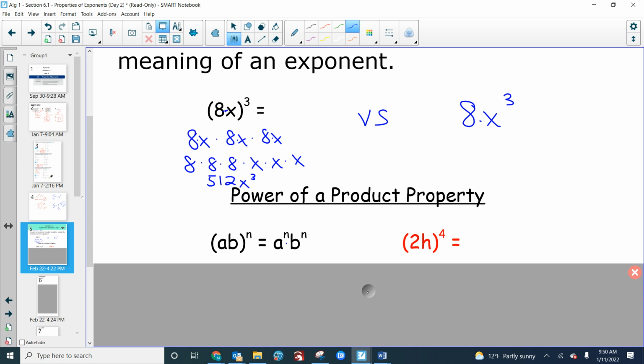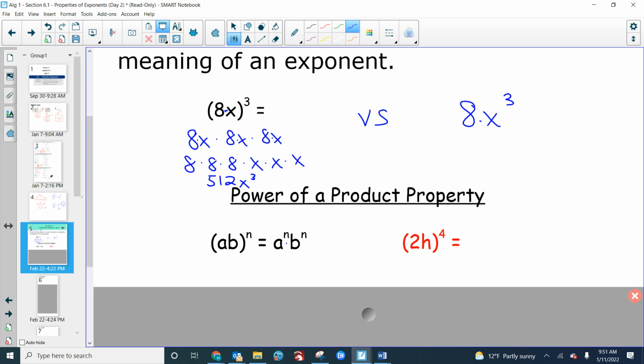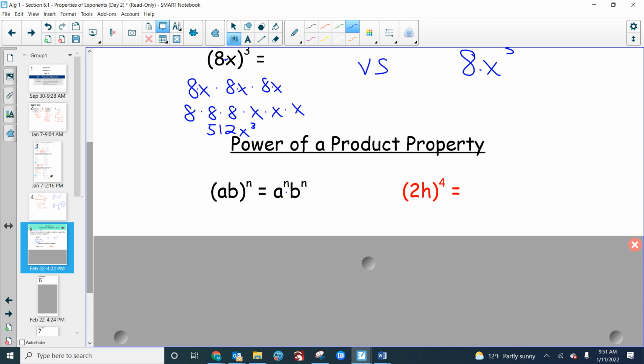So go ahead and solve this one real quick. What's 2h to the fourth power on your own? 2h to the fourth power. Or is it good as it is? All right, what'd you get? Haley, what'd you get? 8h to the fourth power. How many of you got 8h to the fourth power?